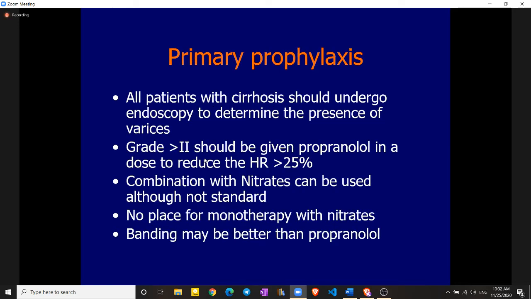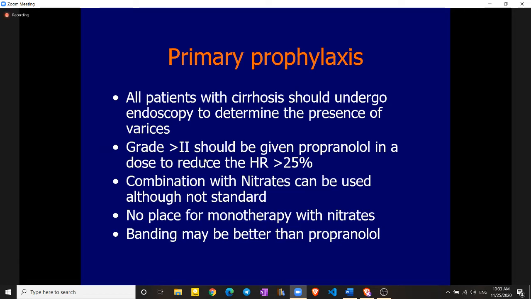What about primary prophylaxis? So that is, you have cirrhosis, but you don't have varices, right? Actually there is no place for nitrates. So that primary prophylaxis, you have varices and you have not bled. So then you definitely, either if it's large varices, you can band the patient. If it's small varices, you can give propranolol or carvedilol, right? You don't use nitrates anymore.